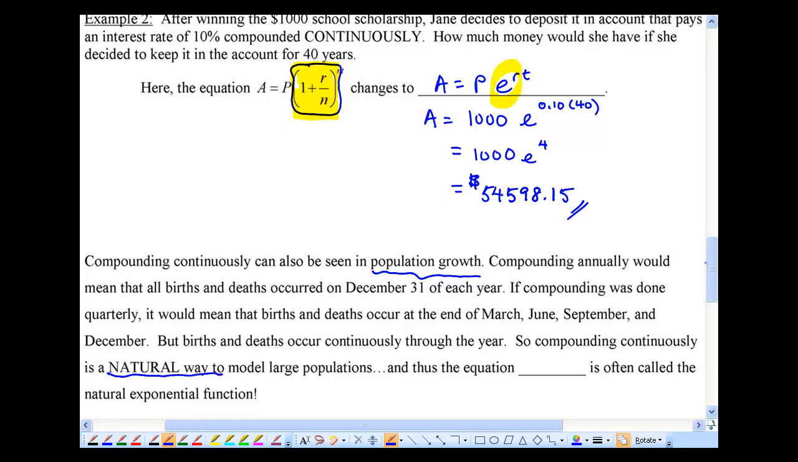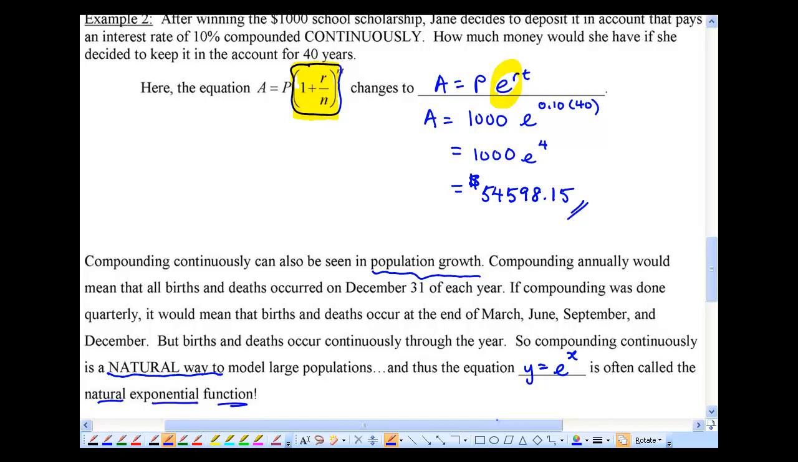And thus, instead of using 2 to the power x or 1.02 to the power x, we have this lovely equation, y equals e to the power x. And this equation is often called the natural exponential function. Okay?